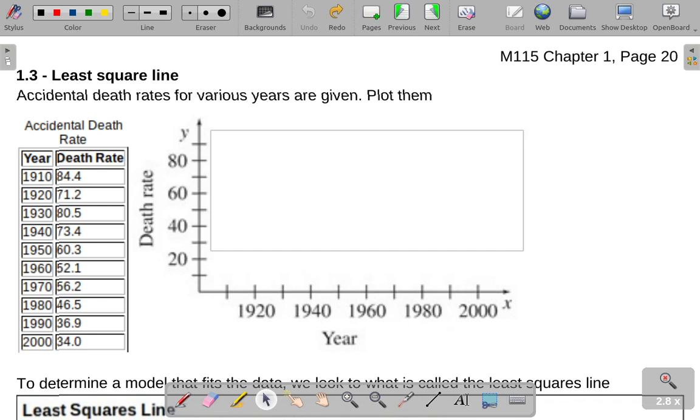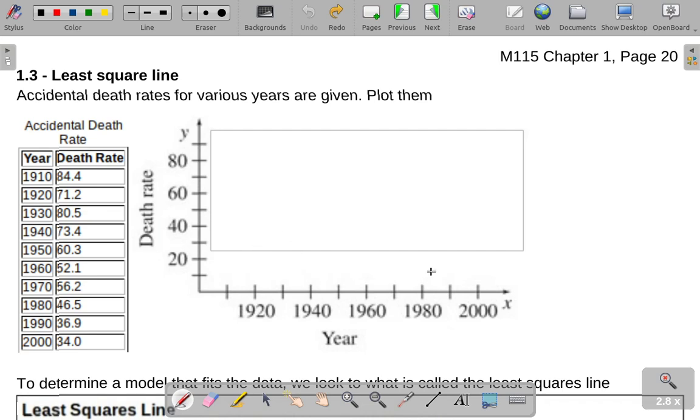With the least square line, when you're looking at data from the real world, at the very best it's noisy, but oftentimes, for some reason, nature doesn't tend to go in actual lines. So here we have an example: accidental death rates for various years, and what the actual death rate is. I'm not sure exactly what this is related to. It's a chart I pulled out of a book.